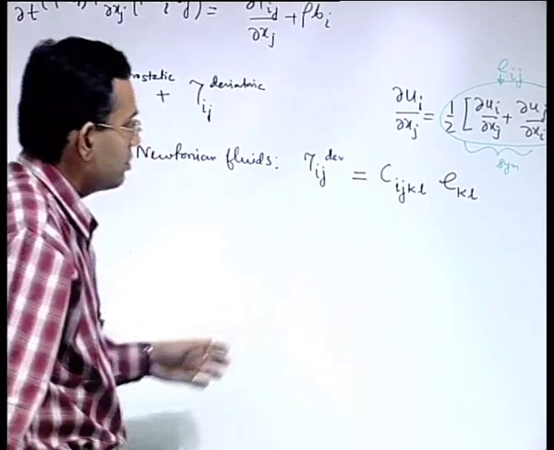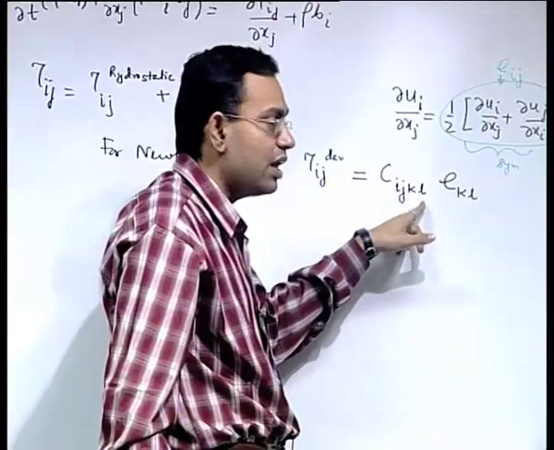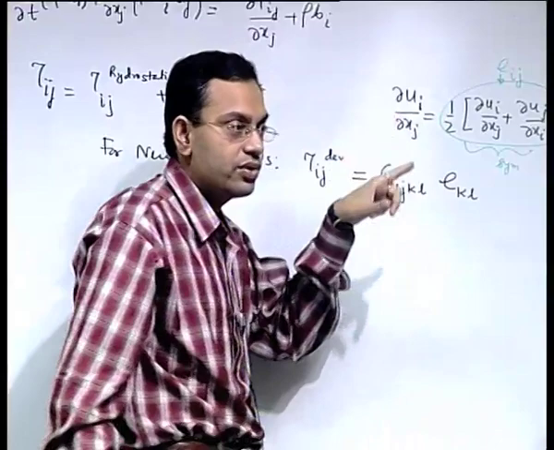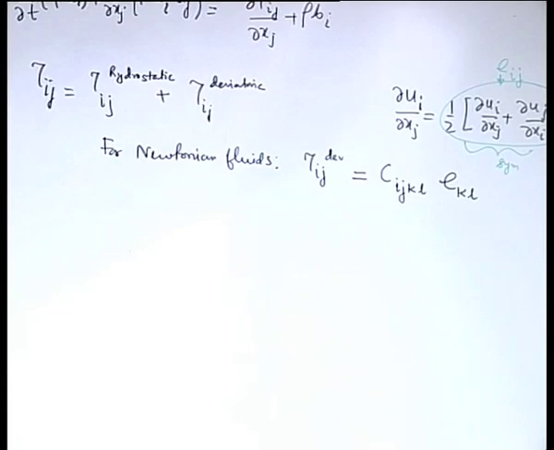Now, if you look at the structure of Cijkl, Cijkl will have how many components? Each of these i, j, k, l can vary from 1 to 3. So, 3 into 3 into 3 into 3. So, it could be total 81 components. So, to specify the behavior of a fluid, you could require total 81 independent constants in general, but of course, we know that we do not require so many constants.